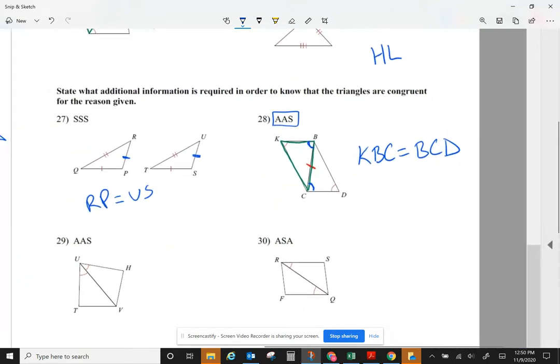For sides, you use two letters. For angles, you use three letters. So once again, for sides, you're going to use two letters. For angles, you're going to use three letters.